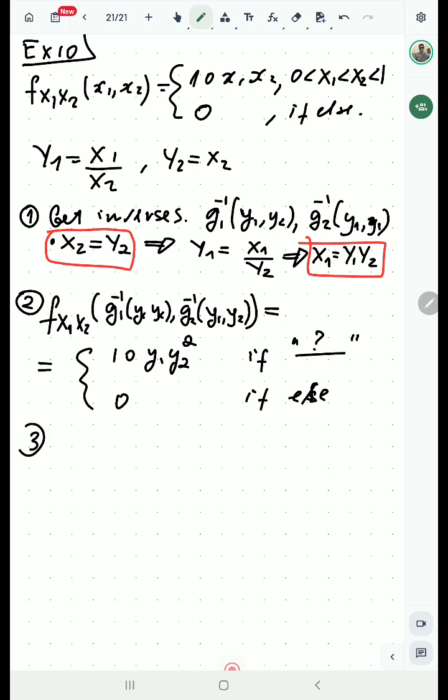And third, I have to get the Jacobian. So the Jacobian is, the first function is here, let's call it first, and this is second. The first function's derivative with respect to y1, the first variable, is going to give us y2.